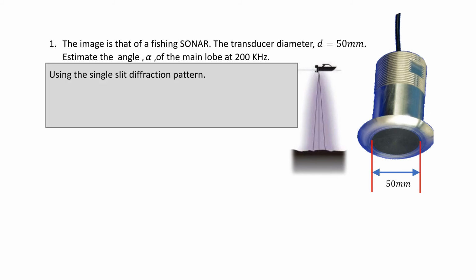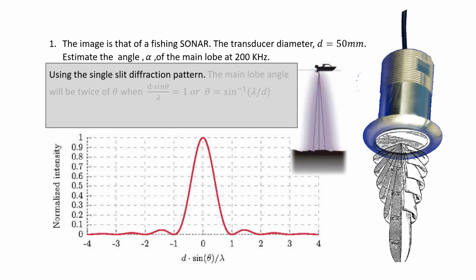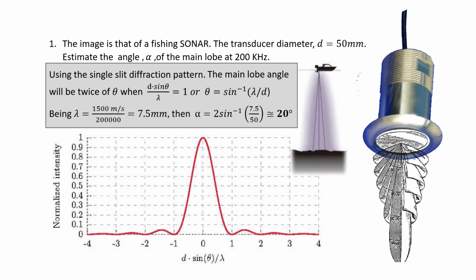Using the single slit diffraction pattern, the main lobe angle will be twice theta, when D sine theta over lambda equals 1, or when theta equals the arcsine of lambda over D. Being lambda, that is 1500 meters per second over 200,000, equal to 7.5 millimeters, then alpha is twice the arcsine of 7.5 over 50, which is approximately equal to 20 degrees. And that is the answer to the problem.